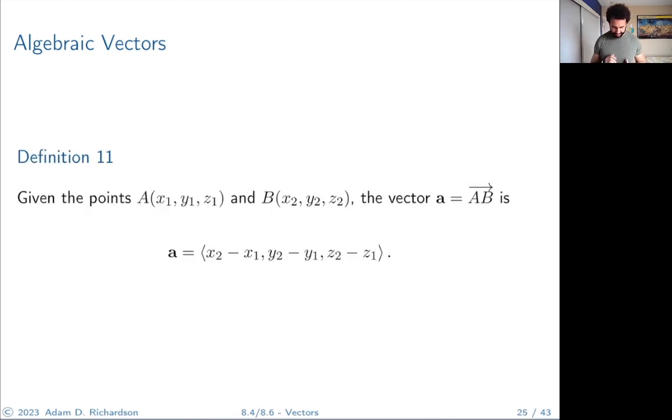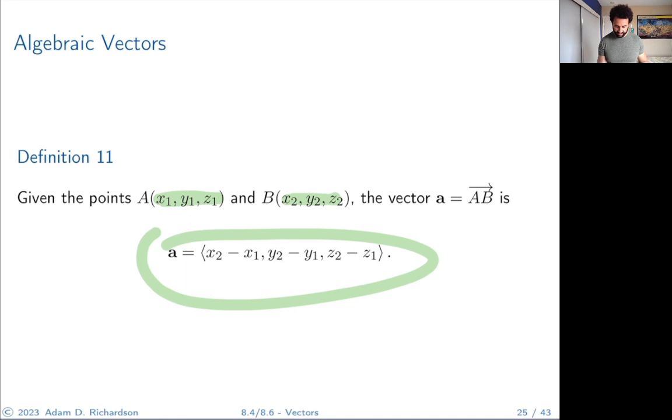All right. So how do we go from points to vectors? For example, if we've got 2 points in space, how do I find a vector that leads me from point A to point B? This is how. So let's say we're given 2 points. Point A is x1, y1, z1. Point B is x2, y2, z2. Then the vector AB is given by this right here.